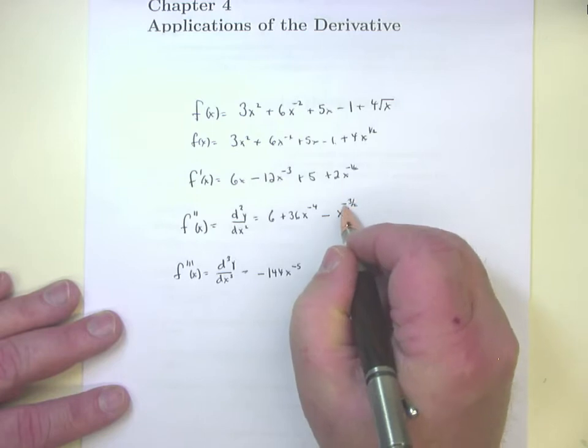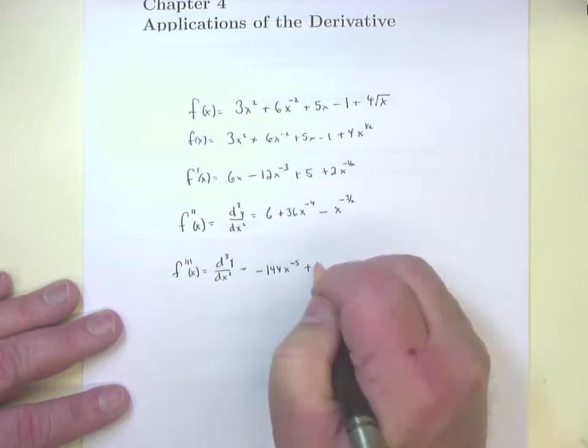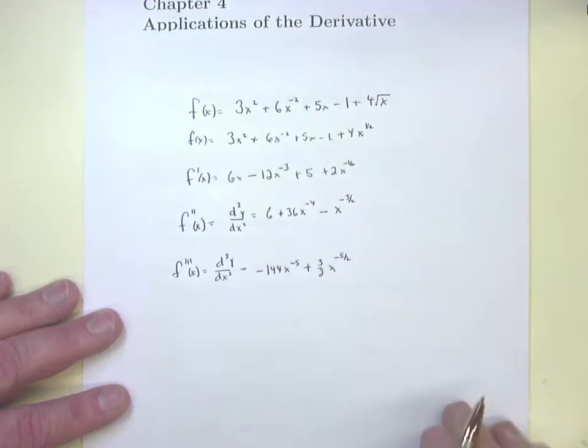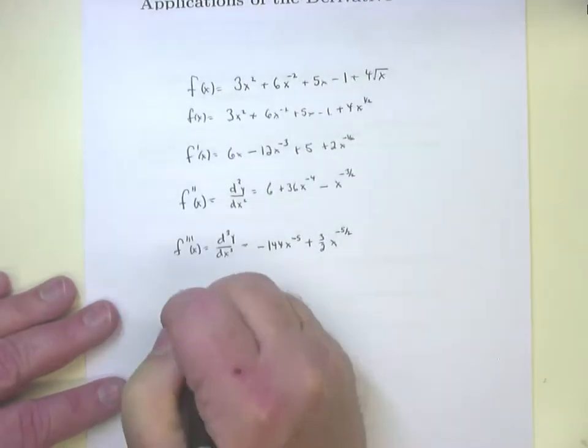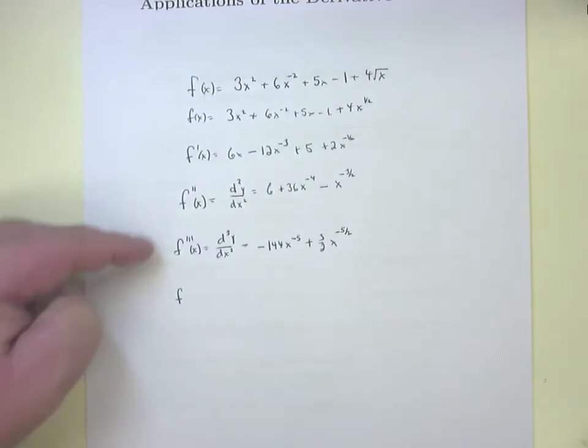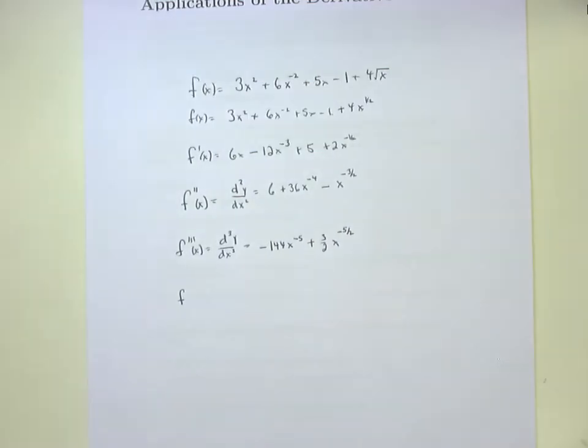Bringing out the negative 3 halves with that negative makes it plus 3 halves x to the negative 5 halves. And you can go on forever. After a while, with the classic Newtonian notation, after about the third or maybe the fourth derivative, you can throw 4 hash marks if you want to.